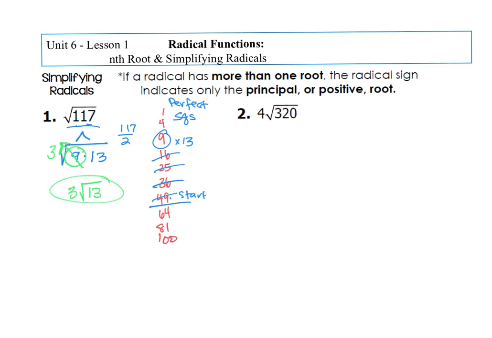Okay, now number 2, we're saying 4 times the square root of 320. We need to simplify this 320. We want to know what factor of 320, the biggest factor also, is a perfect square. So I start off and I'm going to say 320 divided by 2. And that is 160.